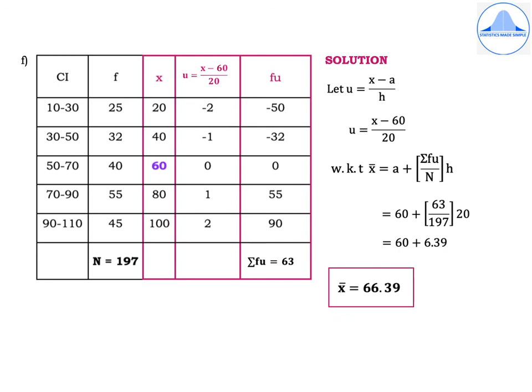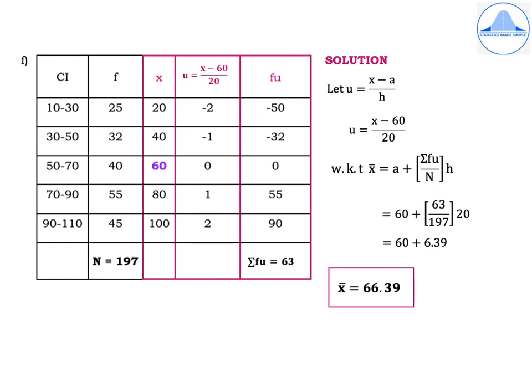Under solution, write let u be equal to x minus a divided by h. A is the middlemost x value, which is 60. H is the difference between the x values, which is 20. So u is equal to x minus 60 divided by 20. Now let's calculate u, which is equal to x minus 60 by 20 in the fourth column.